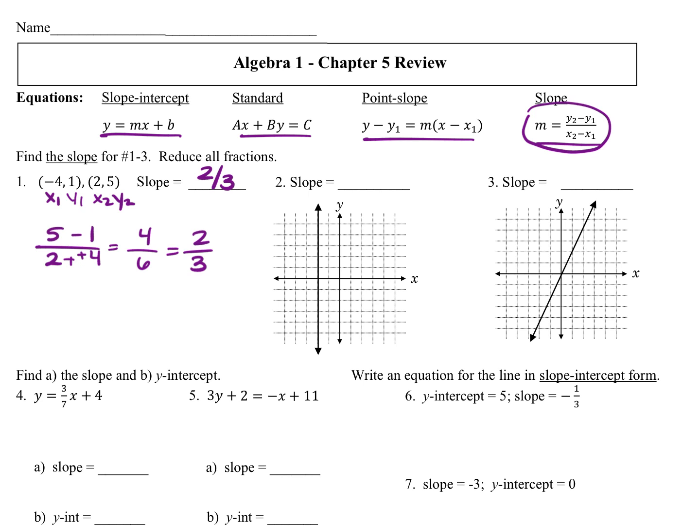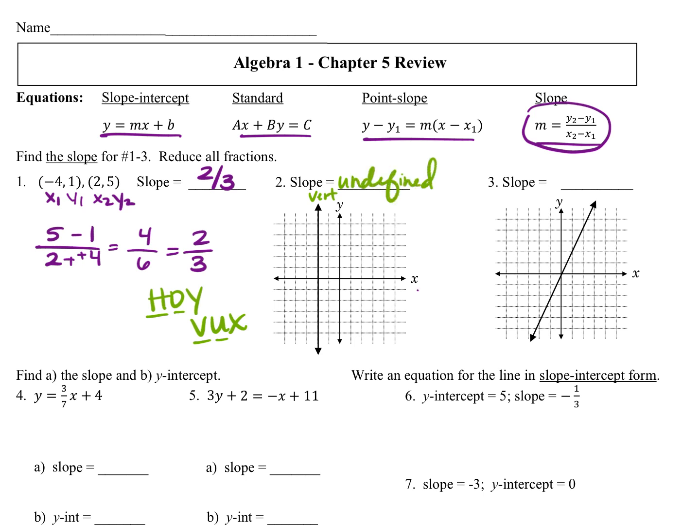Number 2 here, a vertical line. Remember, a horizontal line has a slope of 0. A vertical line has a slope that is undefined. This is a vertical line. So the slope of this line would be undefined.